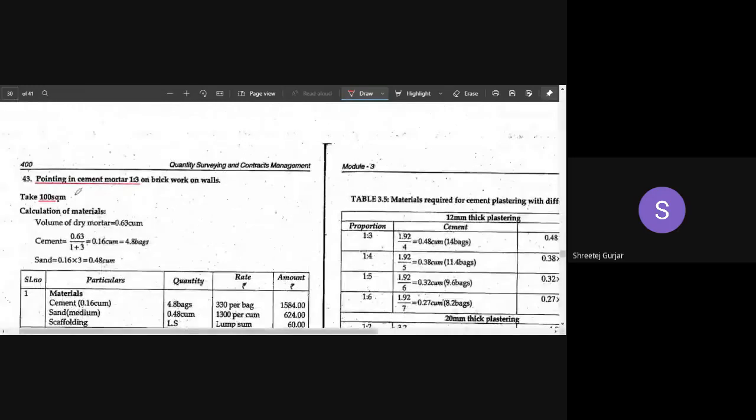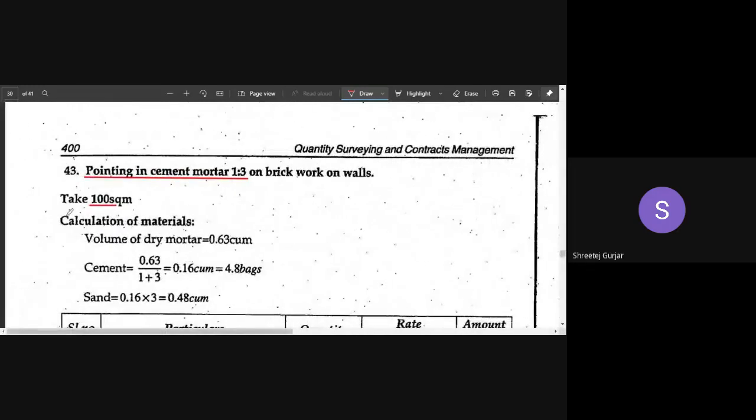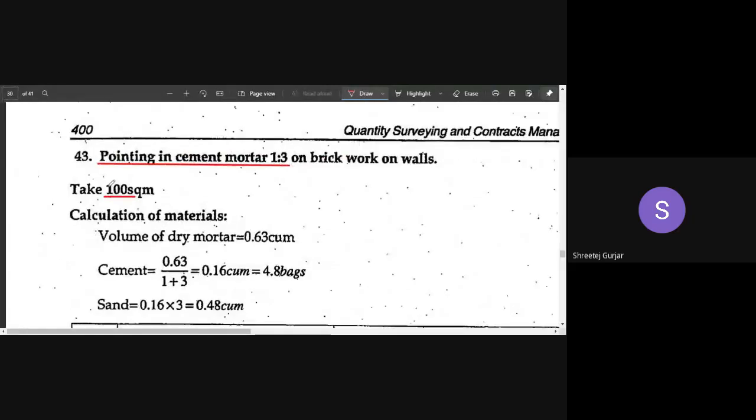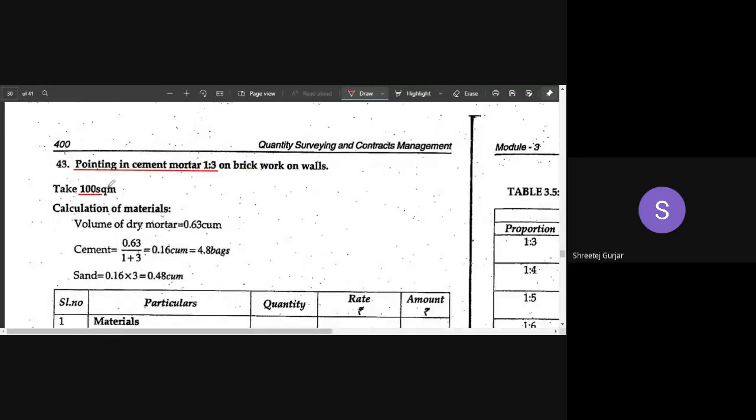And you can calculate the rate per square meter. Now coming to pointing, we have learned regarding plastering. Now we have to learn regarding pointing. Here you can see this is regarding pointing in cement mortar 1:3 on brickwork on walls. Okay. So assume 100 square meters, a very important assumption is 100 square meters.